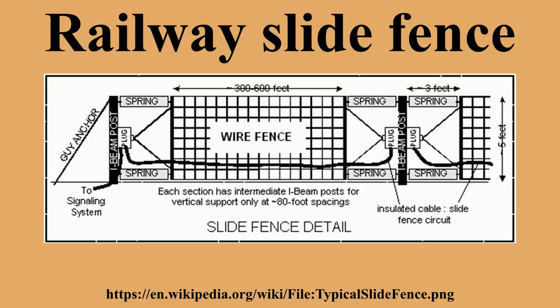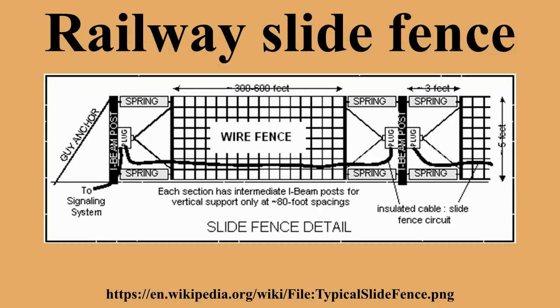Operation. Mechanical. The mechanical slide fence consists of a series of tensioned wires strung about 10 inches apart on poles. When a rock slide occurs, the rock breaks one or more of the wires. When a wire breaks, heavy weights attached to either end will fall. This mechanically triggers the protecting signals to the danger position.